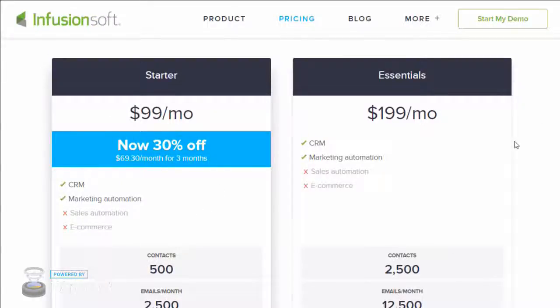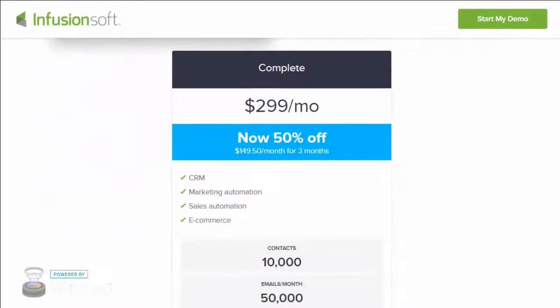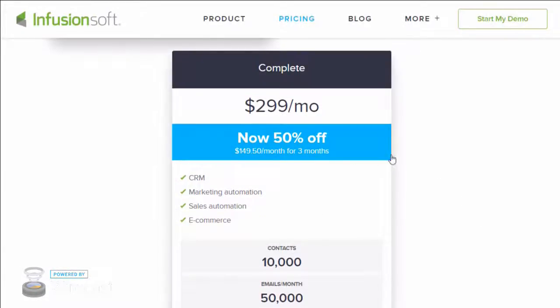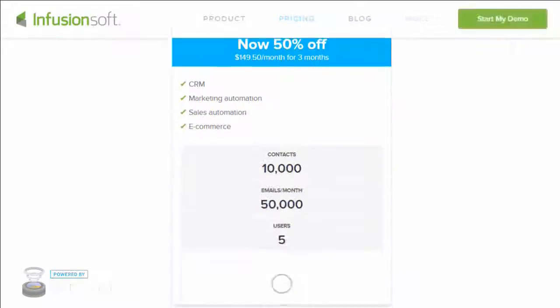They have the essentials, and if you look at it, it's only for 2,500 contacts. Then of course they've got $299. This is only for 10,000 contacts or 50,000 emails. Keep that in mind, it's around $300 a month. That's kind of just getting started.